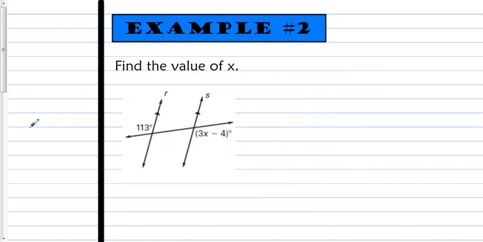Now that we know this, we can use this information to find the values of missing pieces. So first of all, we want to find the value of x. And we know that this angle is 113 degrees. And for this angle, we have 3x minus 4. So what kind of angles are these? Think about that first. What kind of angles are they?